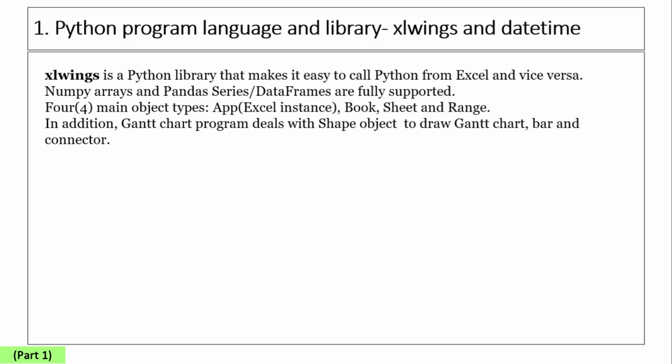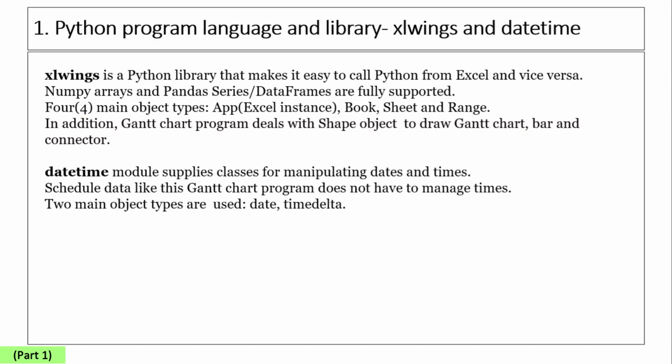xlwings is a bridge connecting Excel with Python and makes it easy to call Python from Excel and vice versa. NumPy arrays and pandas series and data frames are fully supported. In xlwings there are 4 main object types which are, from top in hierarchical order, app representing an Excel instance, book, sheet and range. In addition to these, the Gantt chart program deals with the shape object to draw the Gantt chart consisting of bar and connector.